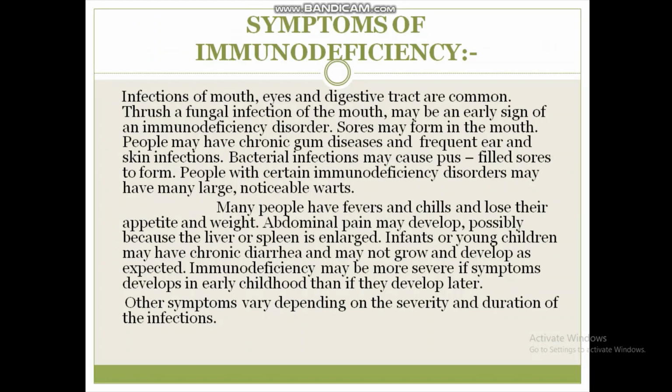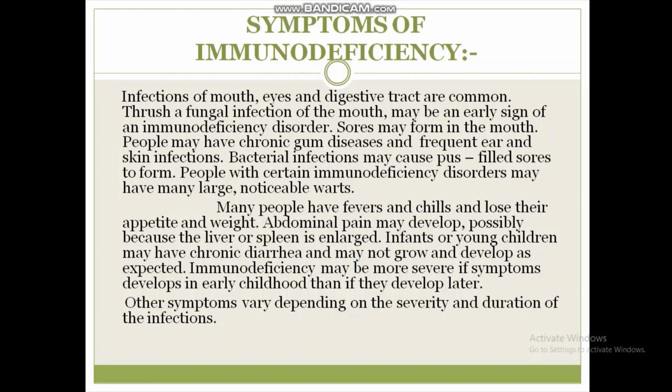Infections of mouth, eyes and digestive tract are common. Thrush, a fungal infection of the mouth, may be an early sign of an immunodeficiency disorder. So it may form in the mouth. People may have chronic gum disease and frequent ear and skin infections. Bacterial infections may cause pus-filled sores to form. People with certain immunodeficiency disorders may have many large noticeable warts.